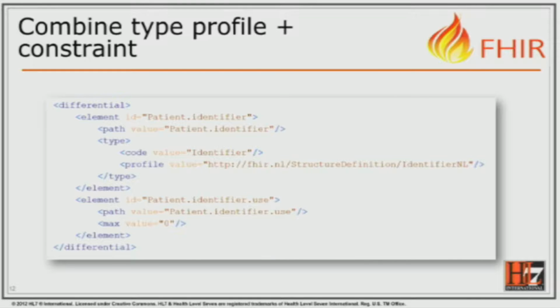No, you're not changing the identifier from the base spec. You're creating a new structure definition called my identifier. But then you have to substitute that in. And then you define, let's say, my patient, and then you'll say my patient uses my identifier. That's how you would normally do that.